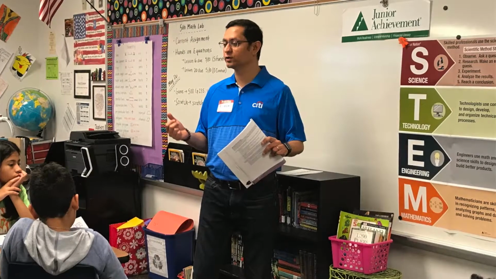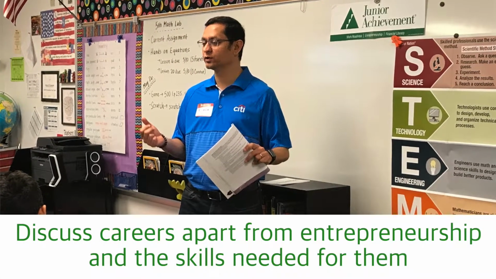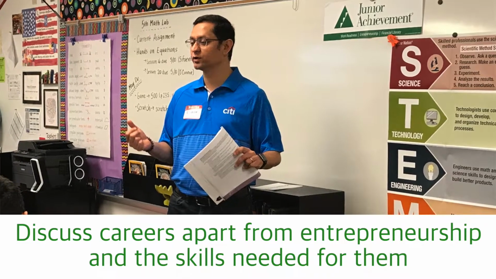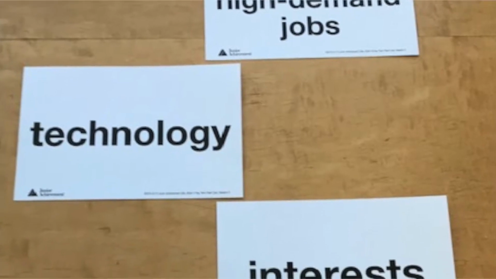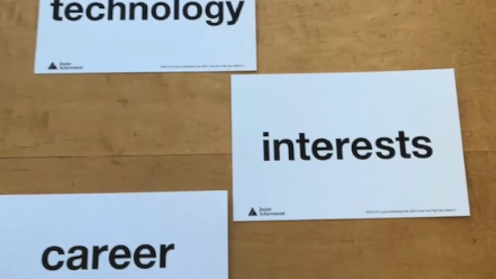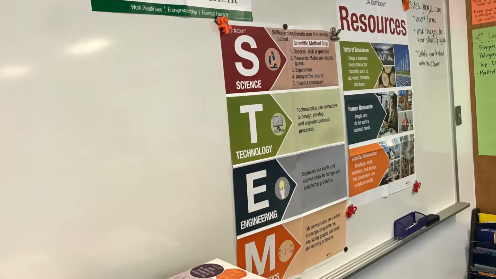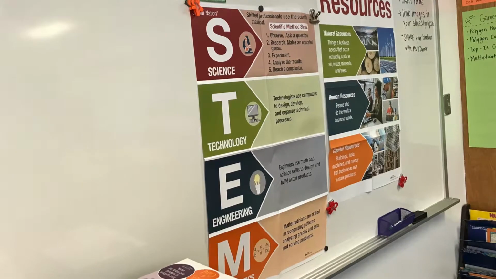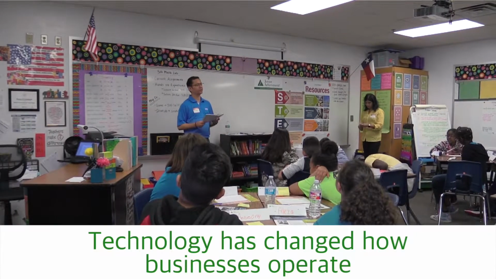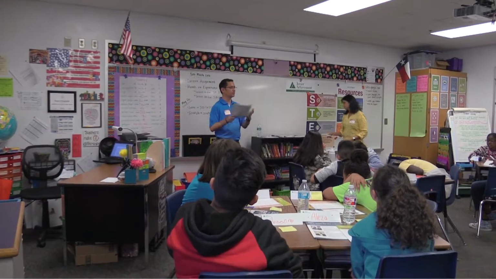As you move to session 3, tell students that now they're going to discuss careers apart from entrepreneurship and the skills needed for them. Use the vocabulary flashcards, either digital or the ones from your kit, to introduce the new vocabulary for this session. Refer to the STEM skills poster and share examples of how technology is used in your workplace. Explain that technology has fundamentally changed the way most businesses operate.